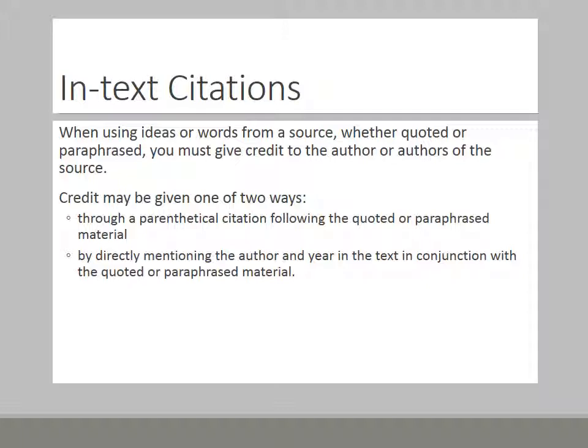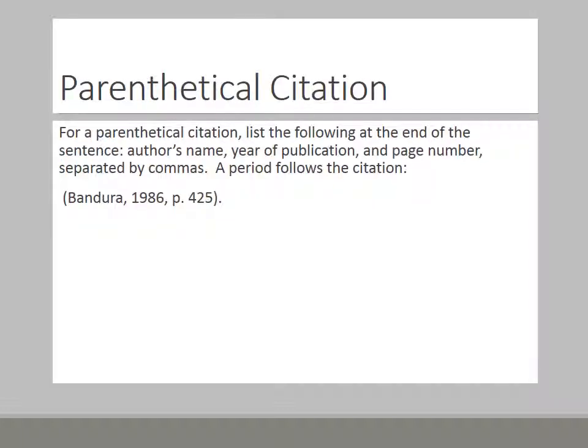Credit can be given in one of two ways. You could have a parenthetical citation followed by the quoted material or paraphrased material, or by directly mentioning the author and year in the text in conjunction with the quoted or paraphrased material. So let's look at each one of these. The first type of citation is the parenthetical citation.